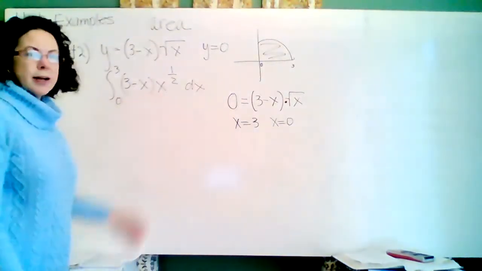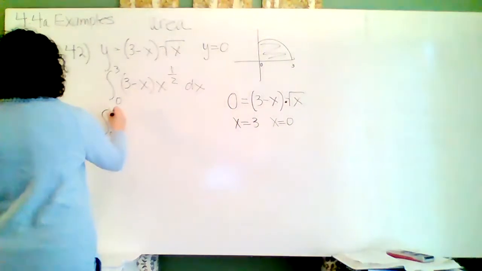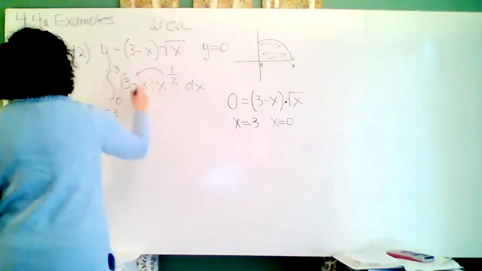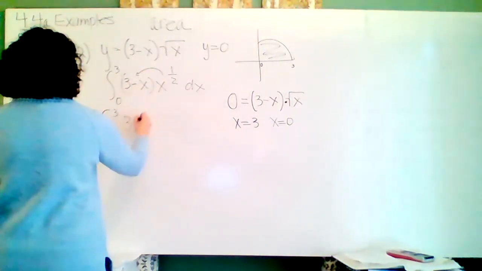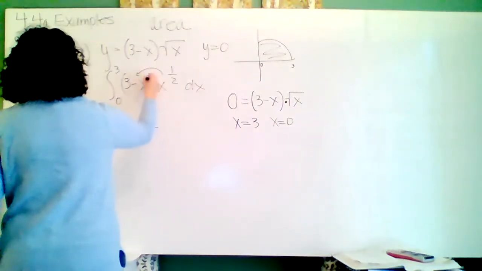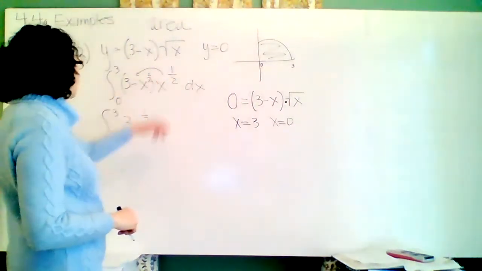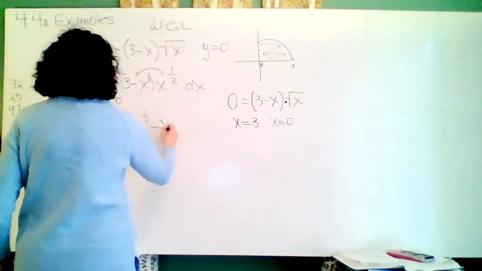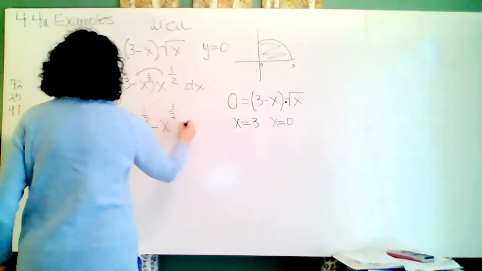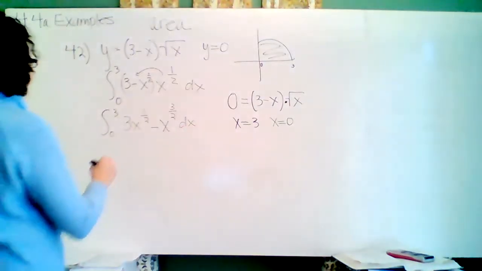And they asked me for area, so I know I'm integrating. Well, notice this is a product. I don't know how to integrate a product, right? So I am actually going to distribute this x to the 1/2. That's 3 times x to the 1/2 minus, this is x to the first. So when bases are the same, they're being multiplied. This is x to the 3/2. Okay, let's go ahead and integrate.